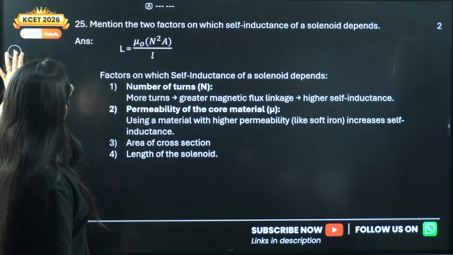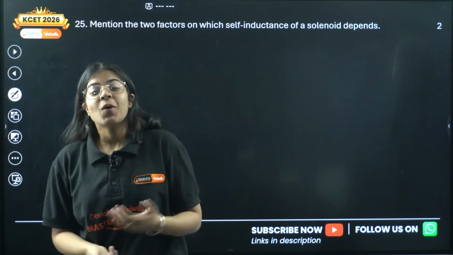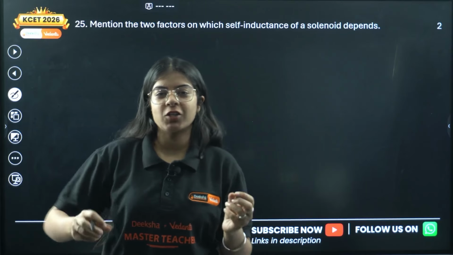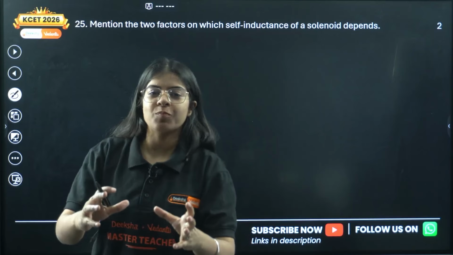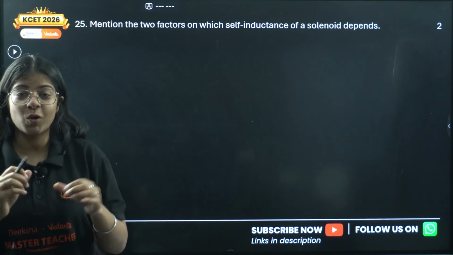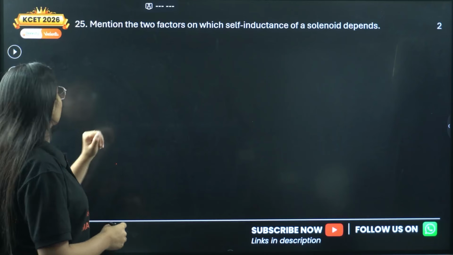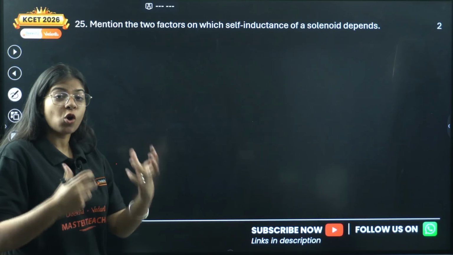Now it will be good. Why was I stressing so much on you not seeing the answers? Because I want you to read the question properly and not dive into the answers. Okay, so let's read the question properly first, which says, mention the two factors on which self-inductance of a solenoid depends.